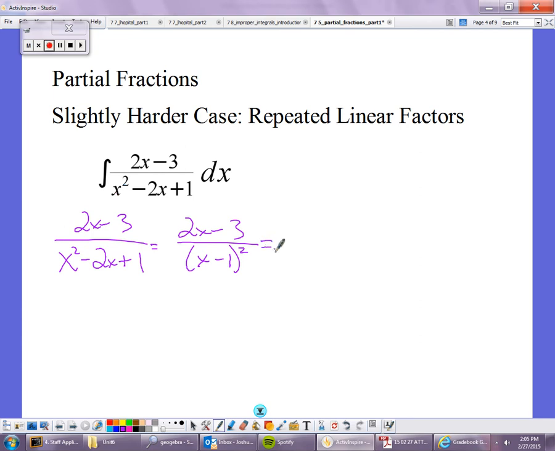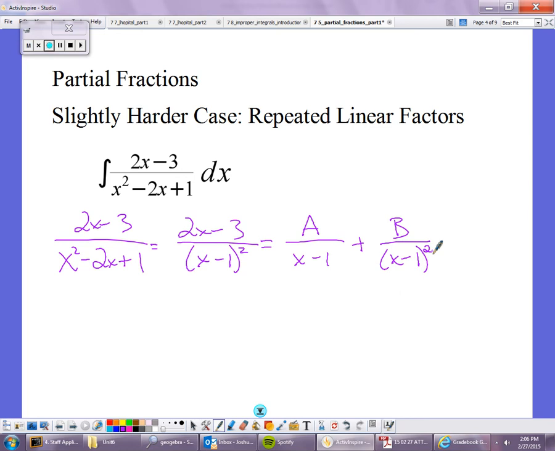And so the way I'm going to do this, instead of writing, you might think, oh, you do A over x minus 1 plus B over x minus 1. It turns out that's not true. In fact, what you do when you have repeated linear factors like this is the first fraction is going to be some constant A over x minus 1, that first factor. The second one is going to be some other constant B over x minus 1, your factor squared.